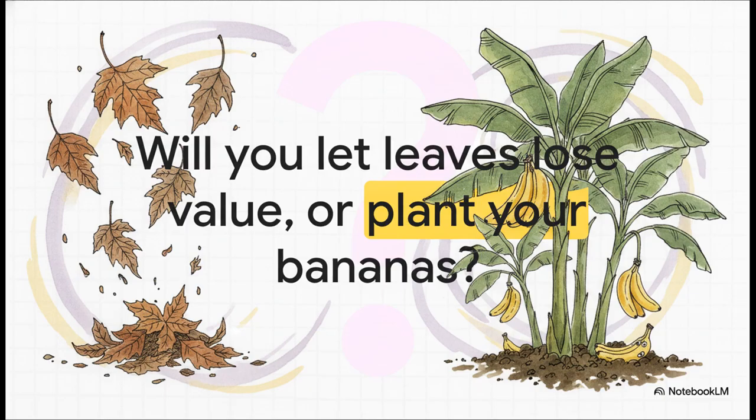So I want to leave you with this provocative thought today. Will you let your leaves lose value, or will you plant your bananas? It is the central question of personal finance in literally any economy. You have to be proactive to protect your purchasing power because, as we've learned today, sometimes inflation can get really bananas.